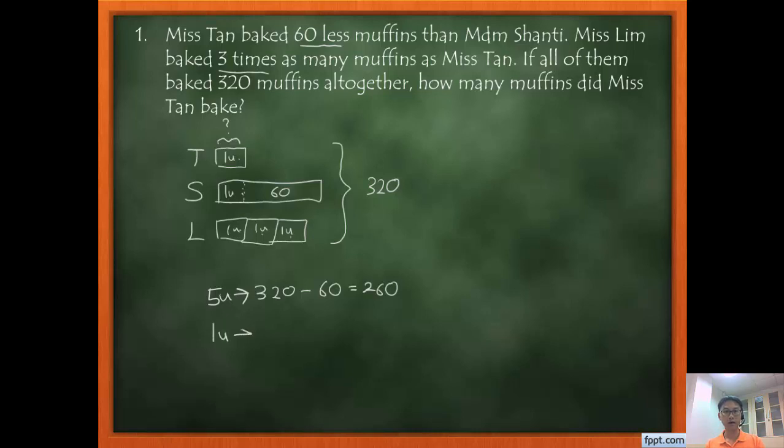From here, I can divide because they are all equal. So 260 divided by 5 will give me 52. Is that what I'm looking for? Yes, I'm looking for Miss Tan. Miss Tan only has 1 unit, and so this will be my final answer. So the answer is 52 muffins. Did you get it correct?